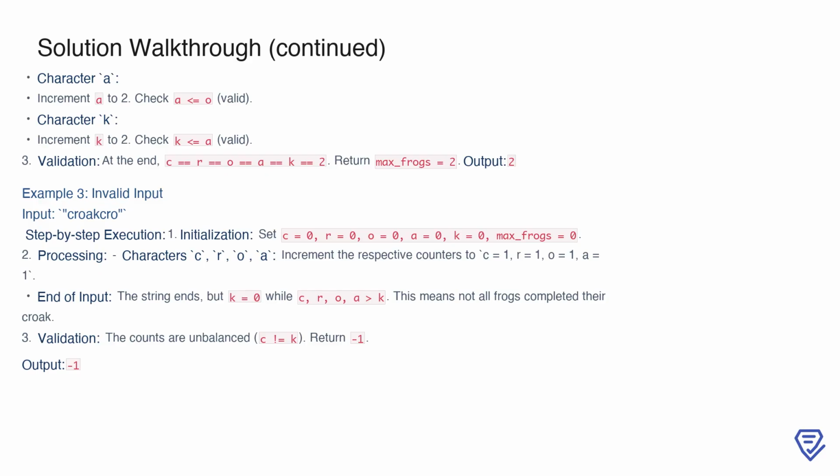Now, consider the invalid input croak. After initializing the counters, we process the characters, incrementing C, R, O, and A to 1. However, the string ends before any frog can complete its croak since K remains 0, while the other counters are greater than K. This imbalance indicates that the input is invalid. As a result, we return -1.